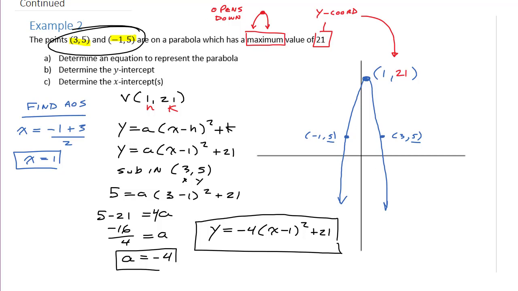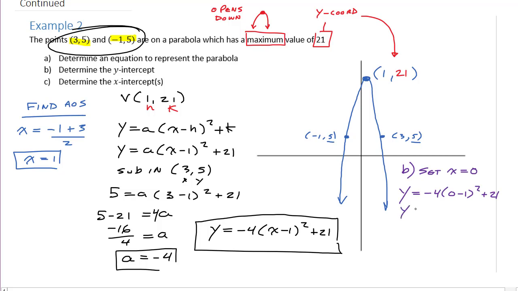Part B, determine the y-intercept. Okay, that's easy. The y-intercept. It's not in standard form, so I can't find it right away. But every graph that you ever do for the rest of your life, the y-intercept occurs when the x-coordinate is 0. So just set x equal to 0, and there you go. So let's take our equation. Negative 4 times (0 - 1) squared plus 21. And see what the y-coordinate is, right? So this doesn't just apply to parabolas. This applies to any graph of anything, right? Same with our roots. When we find our roots, we set y equal to 0, right? It doesn't matter what the equation is.